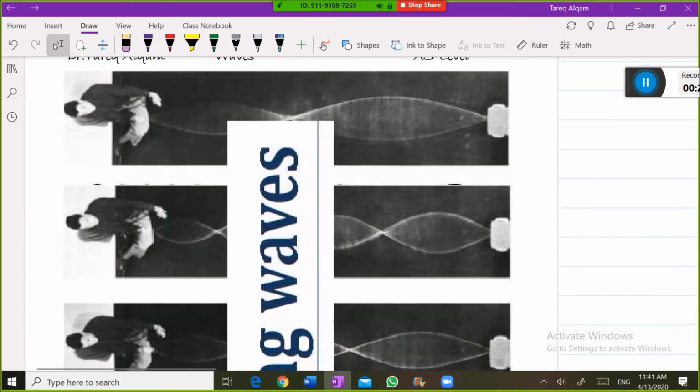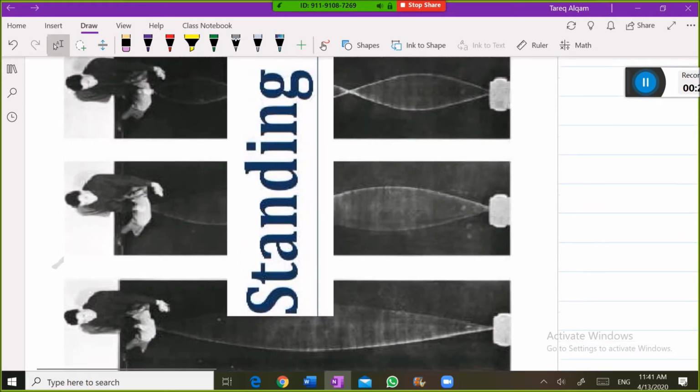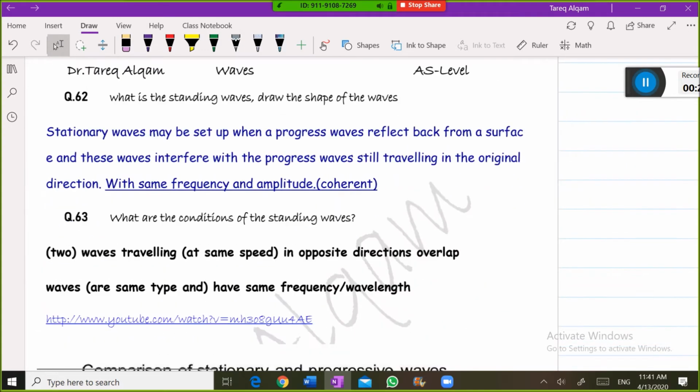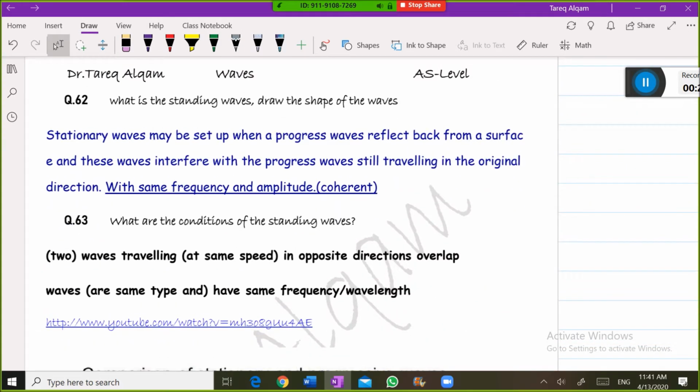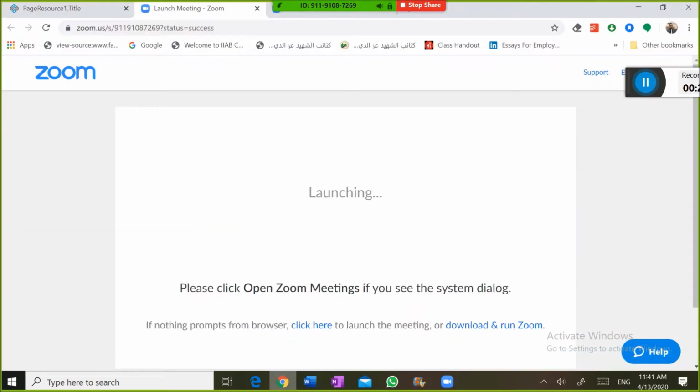Guys, now we will start with the last concept in this topic, which is about standing waves. Standing what? Waves. Now I will show you what I mean by standing waves.